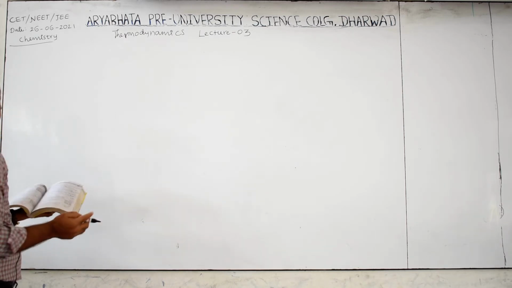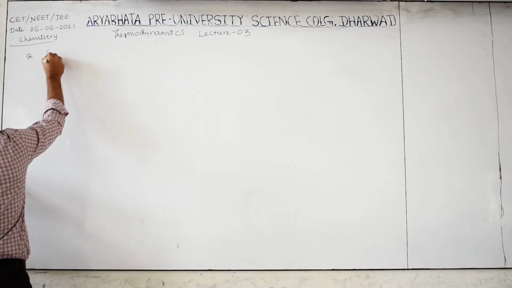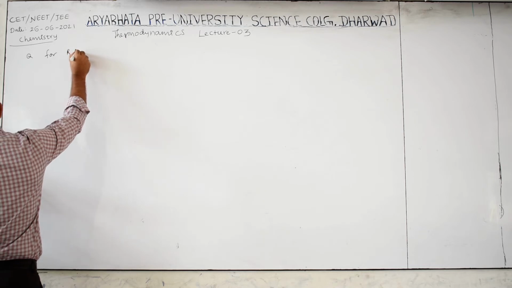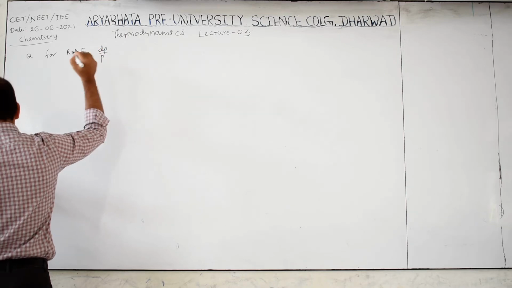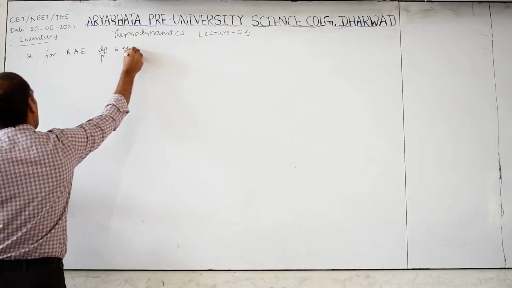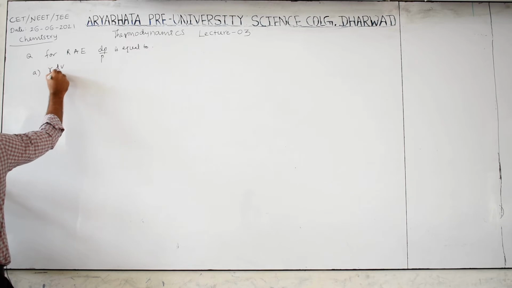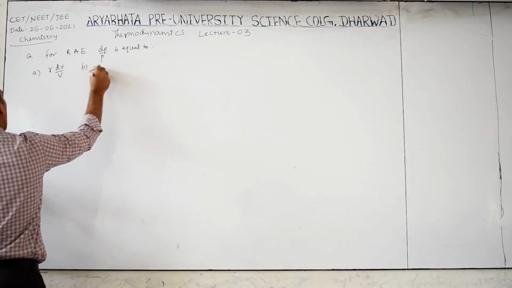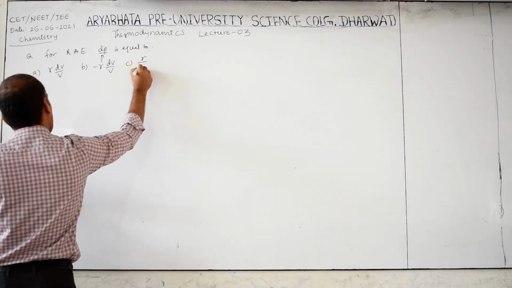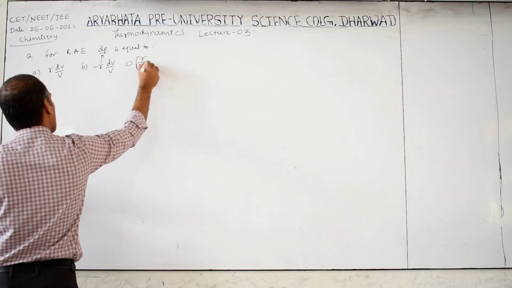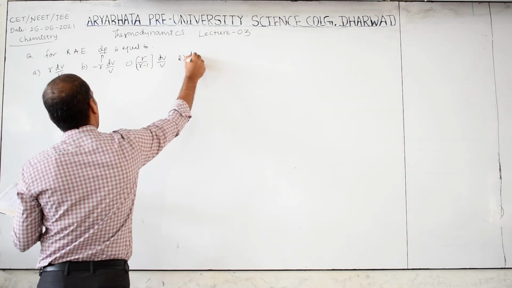The next one is for reversible adiabatic ideal gas expansion, dP by P is equal to: option A, gamma dV by V; B, minus gamma dV by V; C, gamma minus 1 dV by V; and D, dV by V.